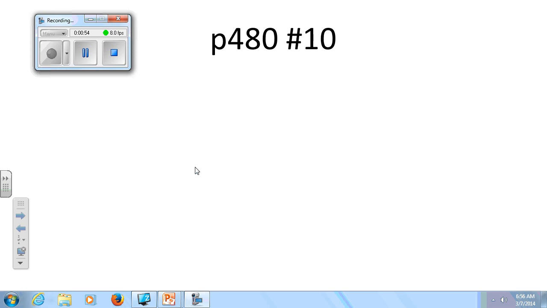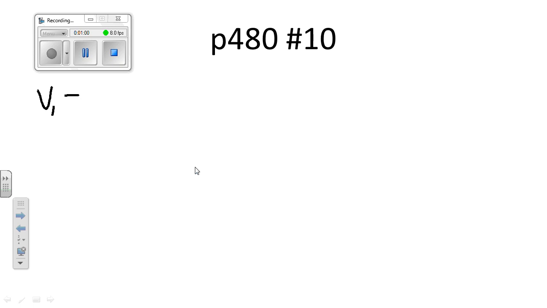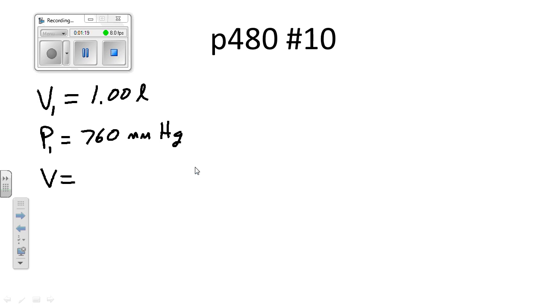But let's first make a table of the variables that we have. We have 1 liter of gas, and liters is a volume unit, so that's volume 1. The pressure associated with that is 760 millimeters of mercury. And we are going to find the new pressure, provided that we change the volume. We'll call it volume 2, 50 milliliters, and we are trying to find the pressure associated with that.